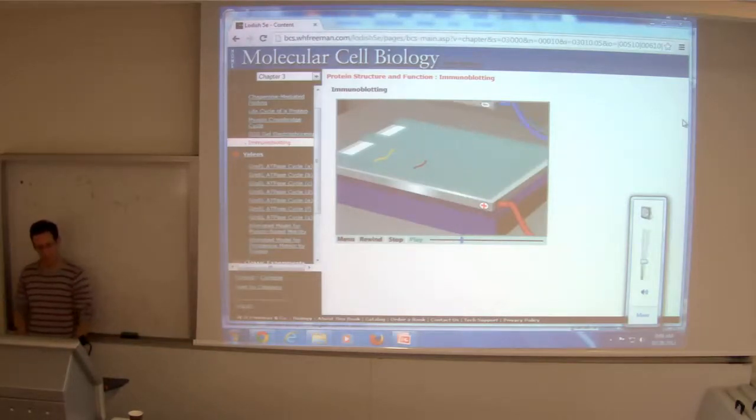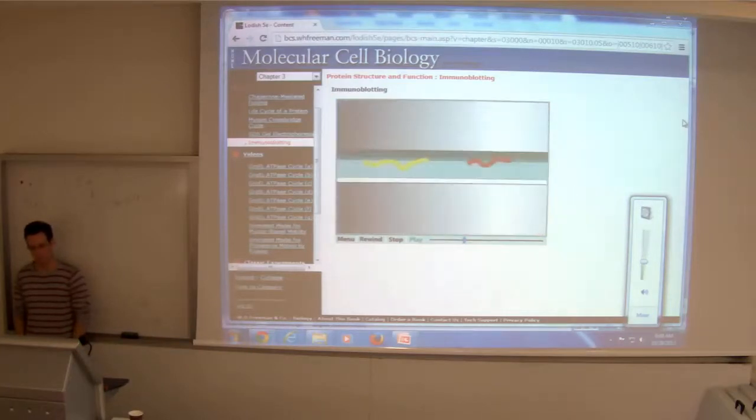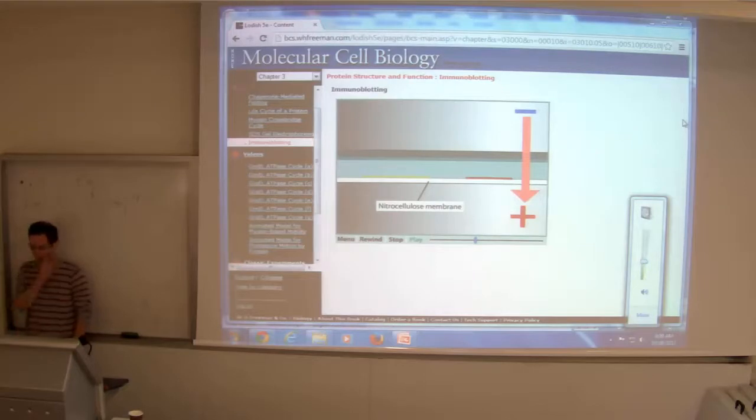Protein transfer is done by electrophoresis. In the electric field generated by a power supply, the proteins coated with negatively charged SDS migrate toward the positive electrode. As the proteins migrate out of the gel, they are captured on the membrane because nitrocellulose binds any protein that contacts it.